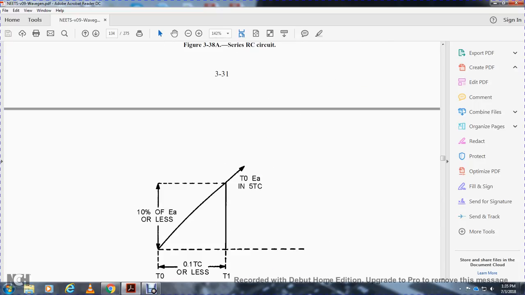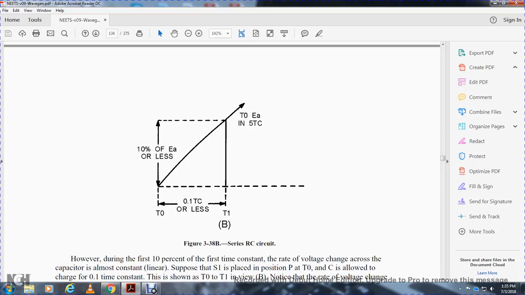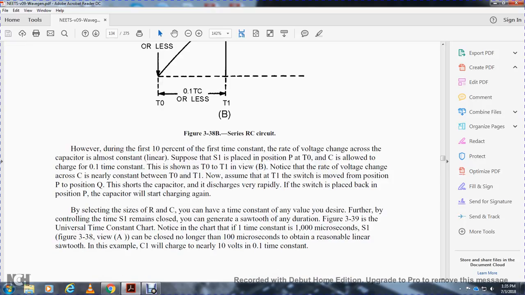Figure 338 is a series RC circuit. At 10% or less of the applied voltage, from time 0 interval, that is 1/10 of the time constant or less, however, during the first 10% of the first time constant, the rate of the voltage change across the capacitor is almost constant and linear. With the switch 1 placed in position P at time interval 0, the capacitor is allowed to charge for a tenth of the time constant, shown as time interval 0 to T1 in view B. Note that the rate of voltage change across the capacitor is nearly constant over time 0 to time 1.